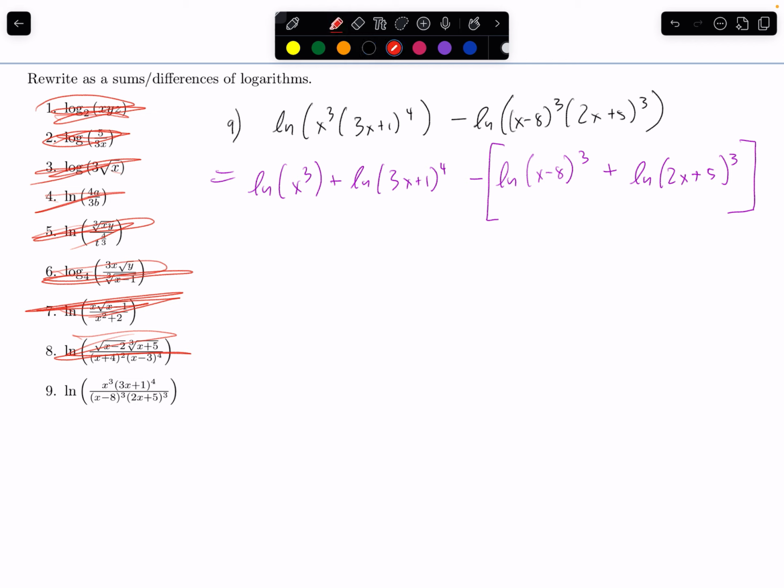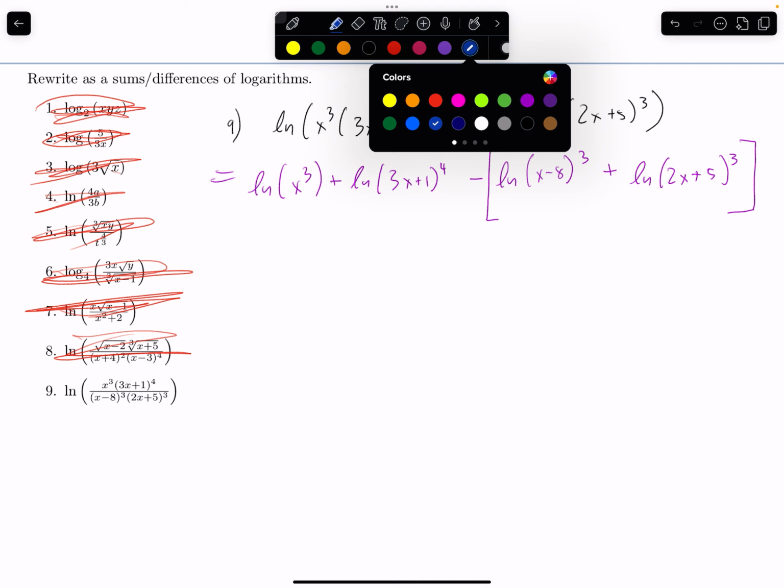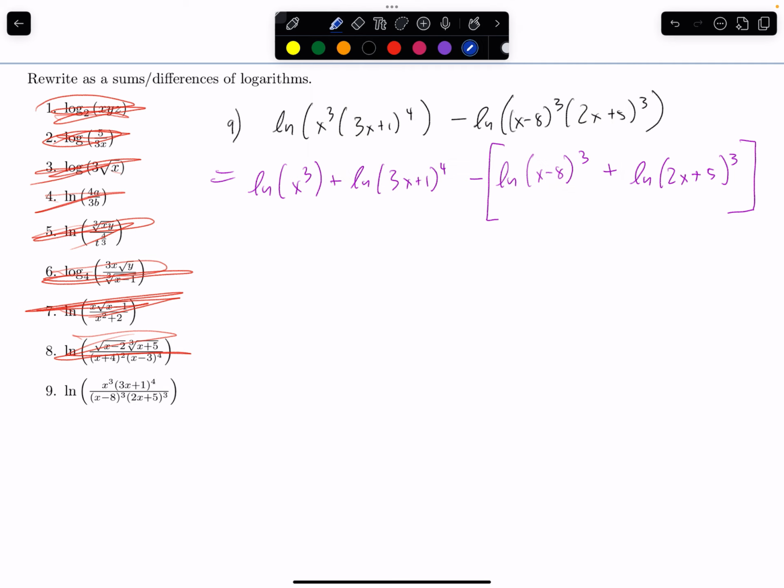All right, now let's take care of the powers. I don't know why I've been highlighting powers when I do this, and I haven't really been doing that with the other. It kind of makes sense because it's easy to highlight. So that's 3 ln of x plus 4 ln of (3x plus 1).